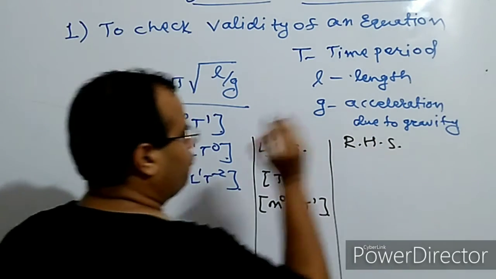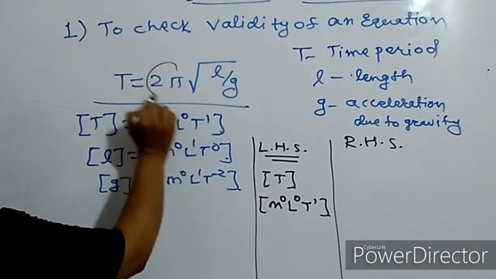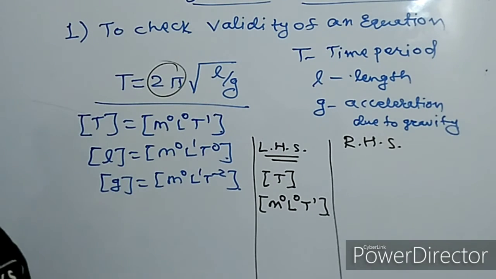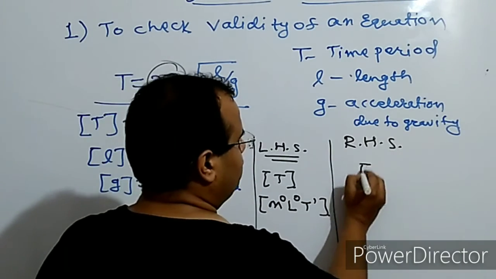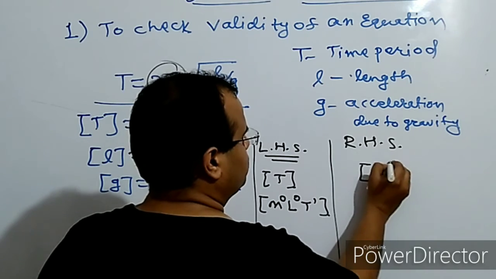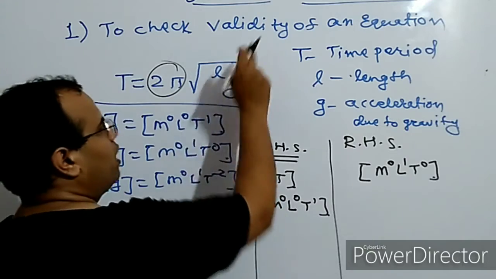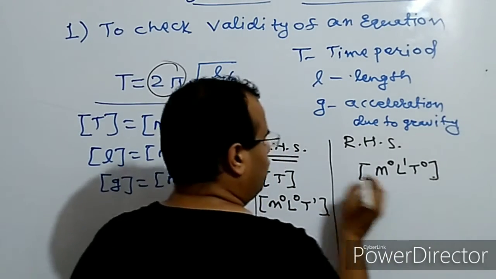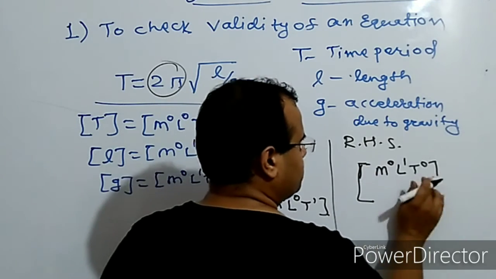Now when you are finding the dimension of RHS, you see 2 pi is actually a constant and it is dimensionless, it has no dimension, you don't need to write dimensions of it. Length has the dimension m0 l1 t0. Okay, and because it is square root of it, we will be doing it like this.